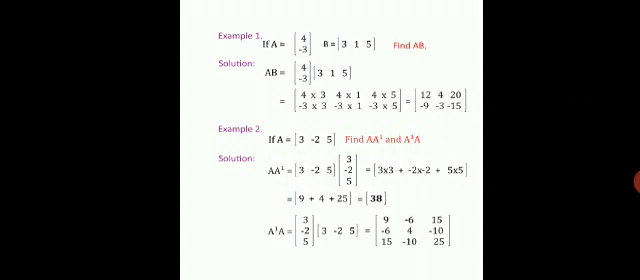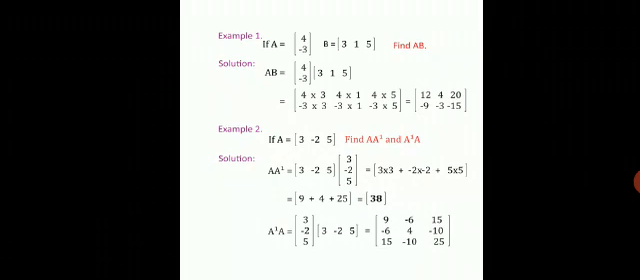It becomes 4 into 3, 12, 4 into 1, 4, 4 into 5, 20 is your first row answer. For second row, minus 3 into 3, minus 9, minus 3 into 1, minus 3, minus 3 into 5, minus 15. This is the required answer of product A and B.